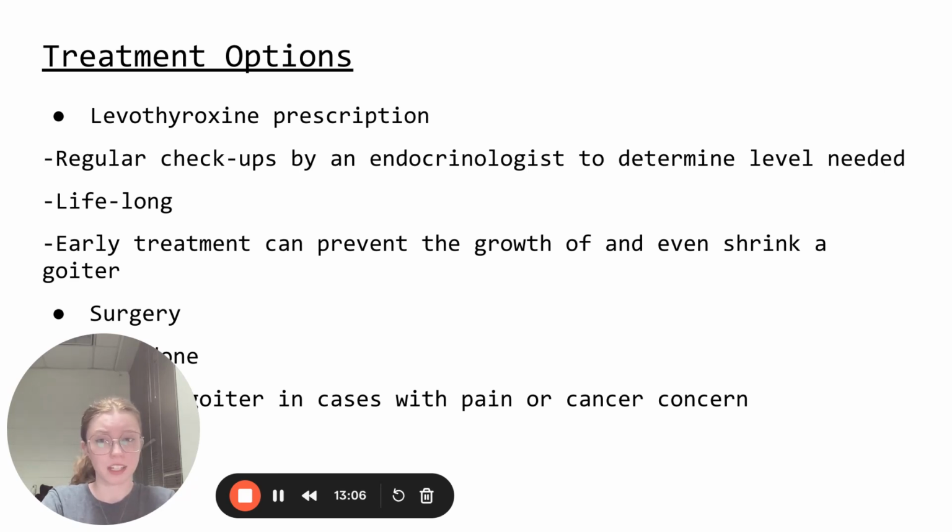And then the second sort of treatment option available to a doctor is surgery. It's really rare. It's mostly done if you have a goiter that's causing you pain, or there's a concern that this is going to become cancerous here. And after surgery, again, the continuing treatment is going to be levothyroxine. It's just going to be automatically increased to 100% of what your thyroid was doing because now you have no thyroid.